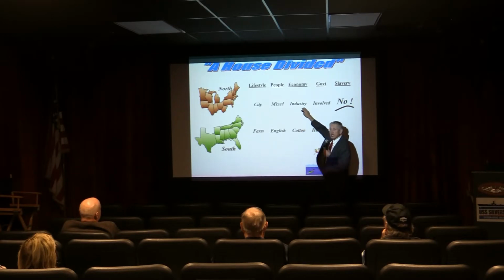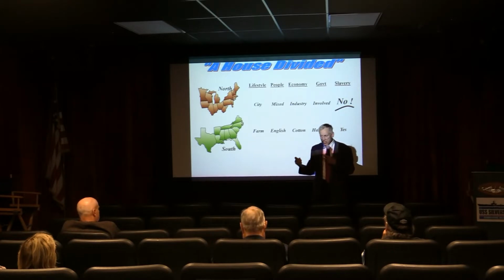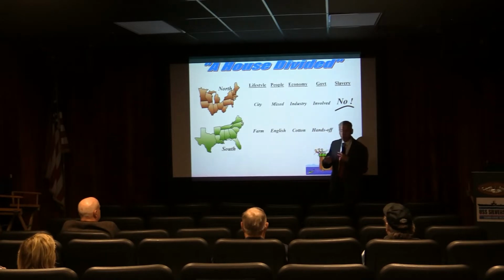Once again, the economy: industry in the North, cotton in the South. They grew other things, but cotton was by far the number one product in the South. It was not only some of the best cotton in the world, but it was the most in demand. Both France and England had huge textile industries. They didn't grow cotton themselves, but they could take as much cotton as the South would grow and weave it into textiles as a major product of both the French and the English.